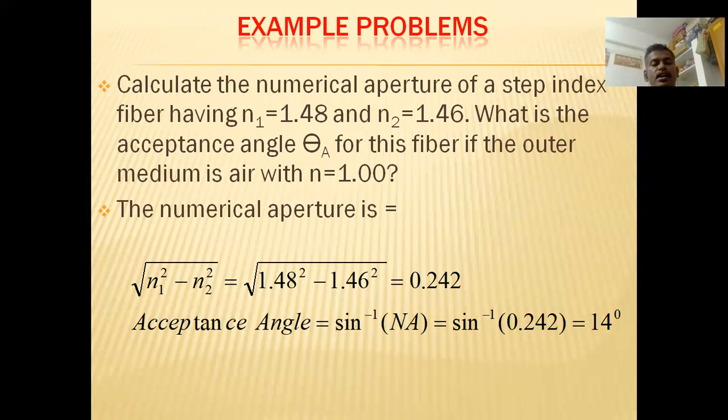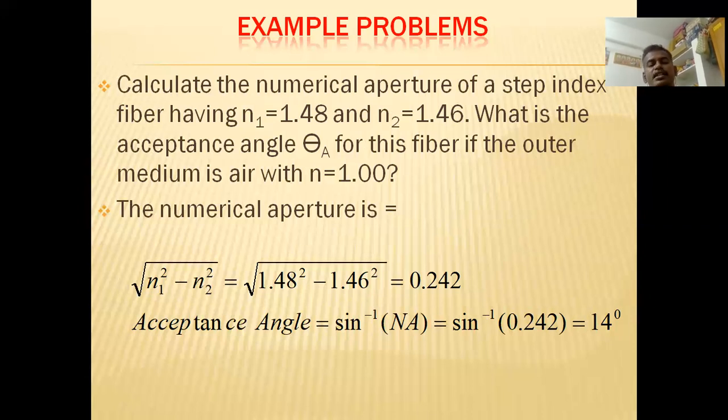So first write the given data. n1 is equal to 1.48 and n2 is equal to 1.46. First you can write the numerical aperture formula. Numerical aperture NA is equal to square root of n1 square minus n2 square. Substitute the values. So the numerical aperture value is equal to 0.242. From this numerical aperture value, we can understand that only 24% of the light signal is collected by the fiber optical cable.